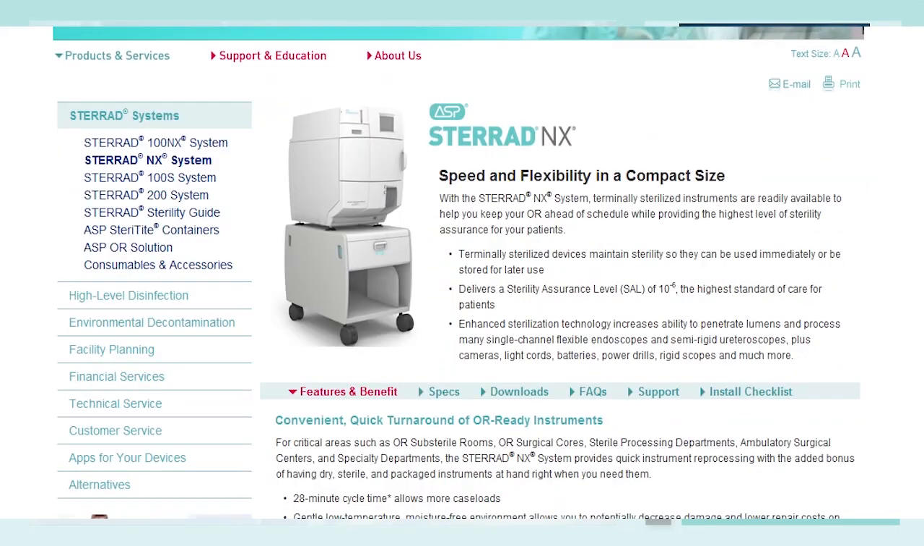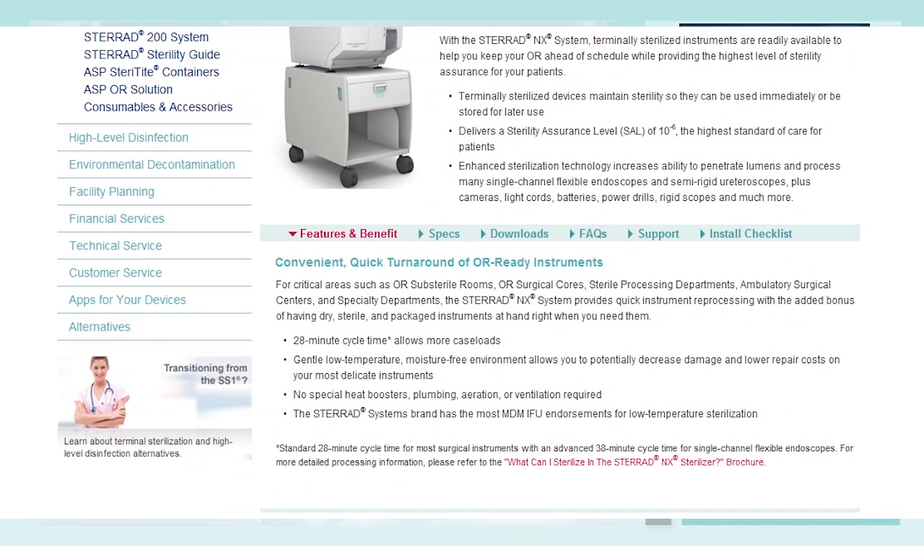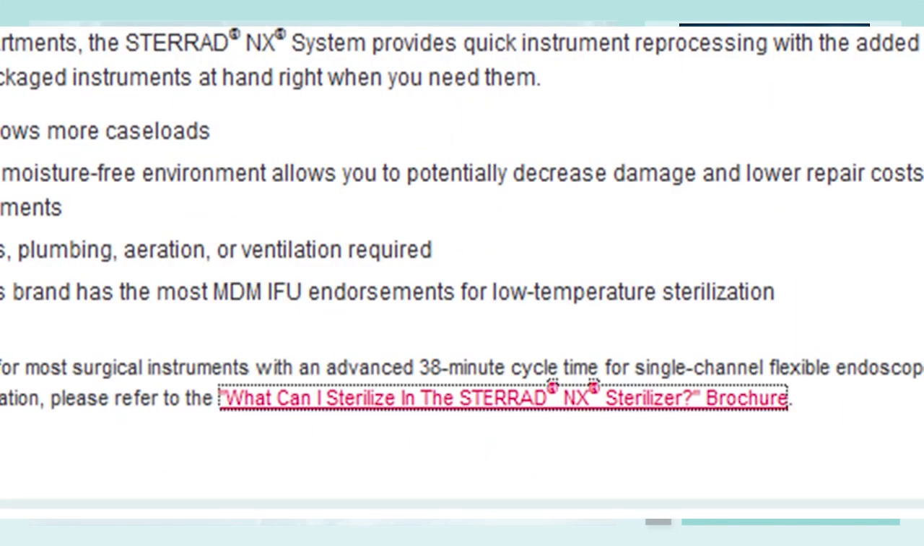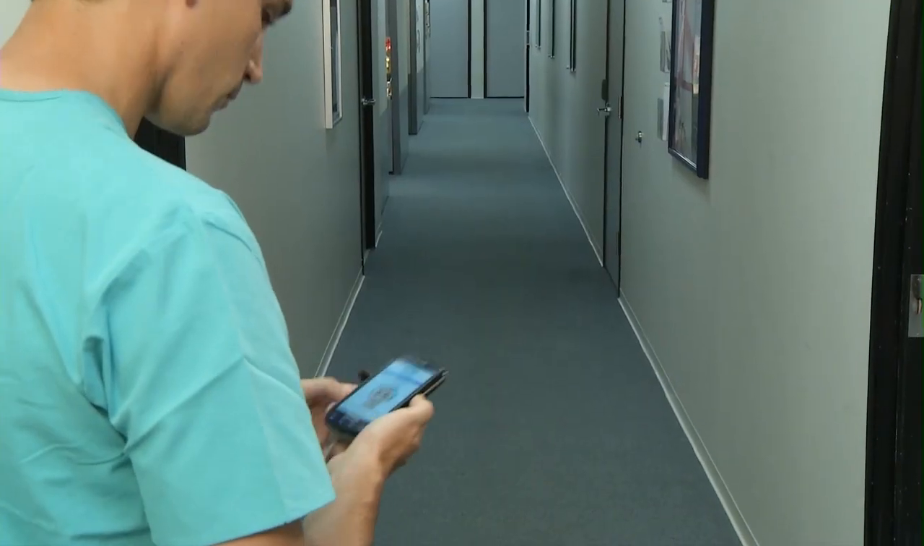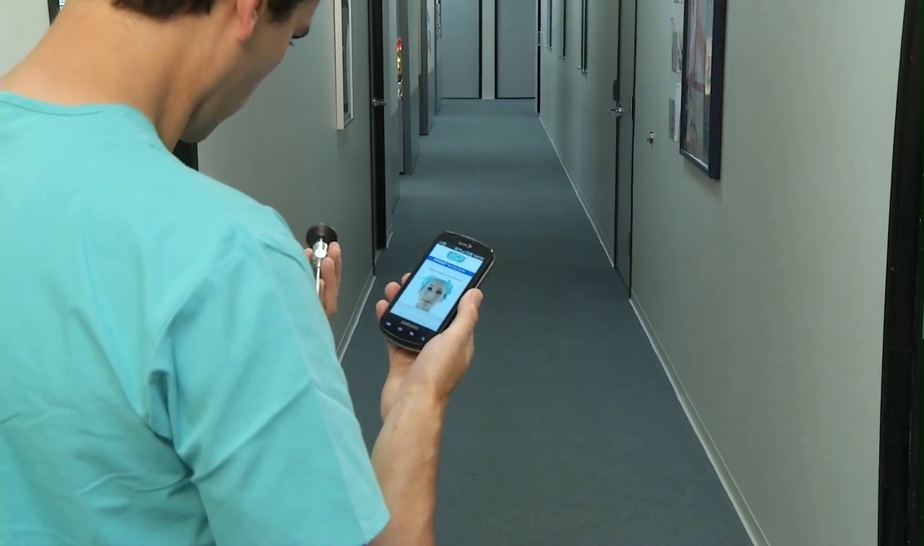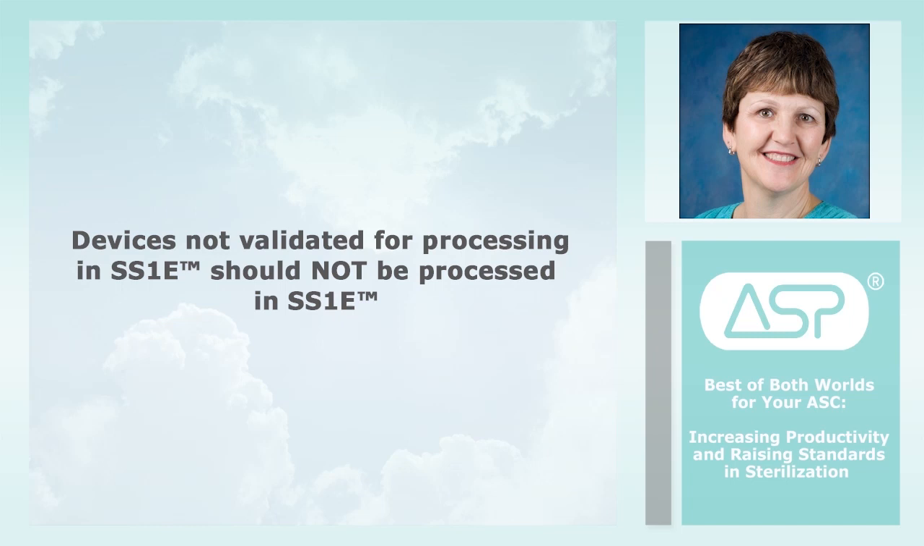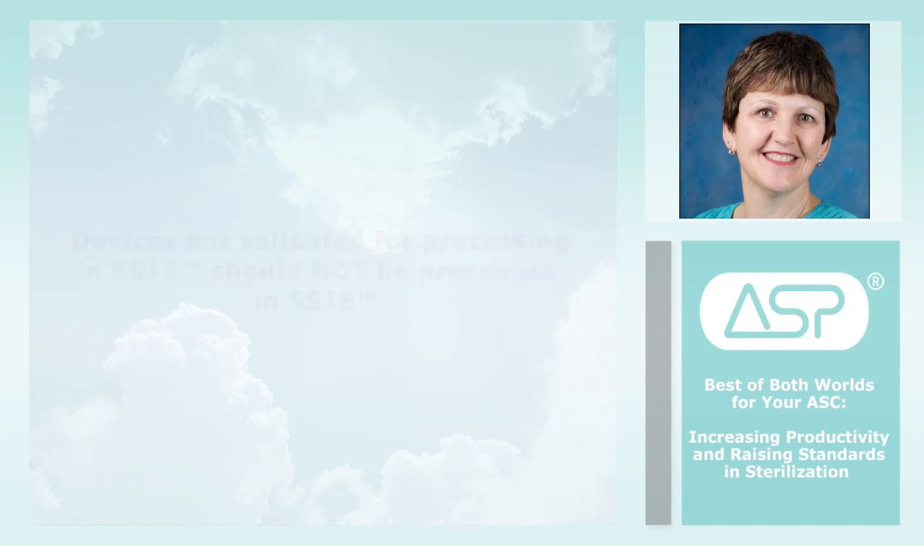For STERRAD systems, there is an easy-to-use STERRAD sterility guide which shows the devices that fall within cleared claims and is now available for your smartphone. The FDA states that devices not validated for processing in the SS1E should not be processed in SS1E. It is important to remember that not all devices cleared for reprocessing in the SS1 are cleared for reprocessing in the SS1E. Let's move on to talk about how the STERRAD Annex system can help reduce costs in your surgery center based on a number of variables.